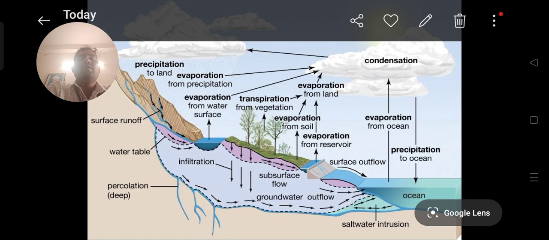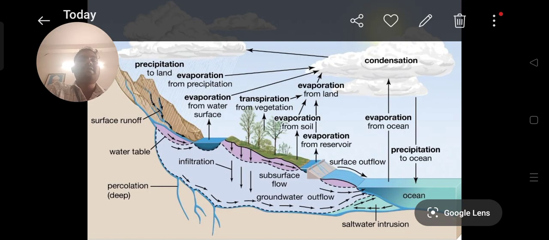And when it reaches the water table, we call it percolation. What is the difference here? The first entrance of the water into the earth's surface is called infiltration. But after infiltration, the infiltrated water percolates, passing through the earth's crust and reaching the groundwater table, and we call it percolation.